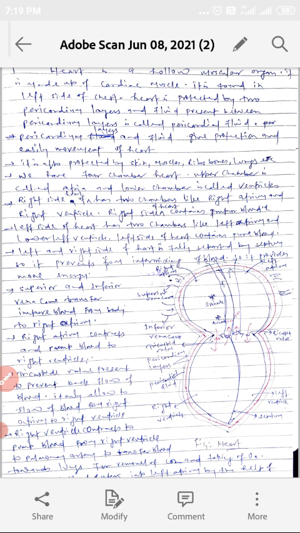Today I will discuss the heart. Heart is a hollow muscular organ. It is made up of cardiac muscle. It is found on the left side of the body.